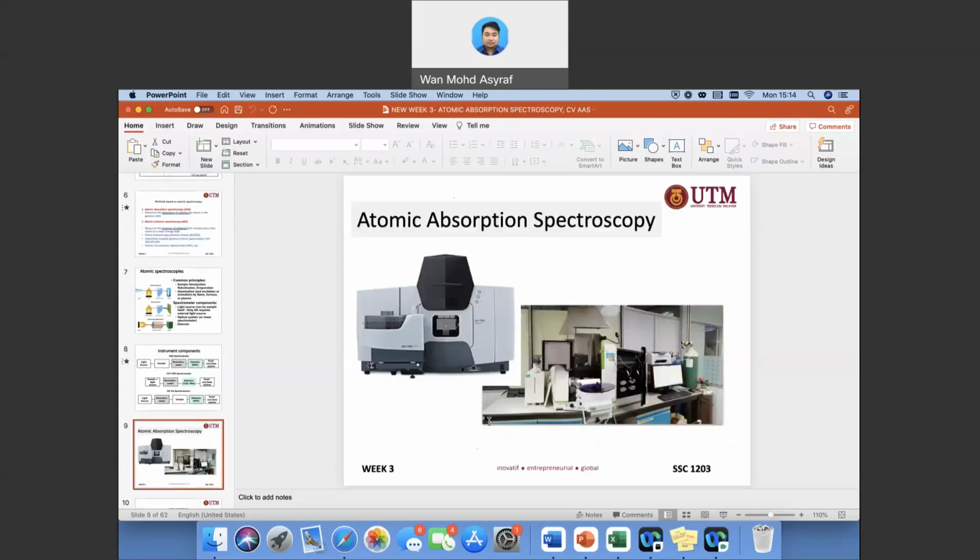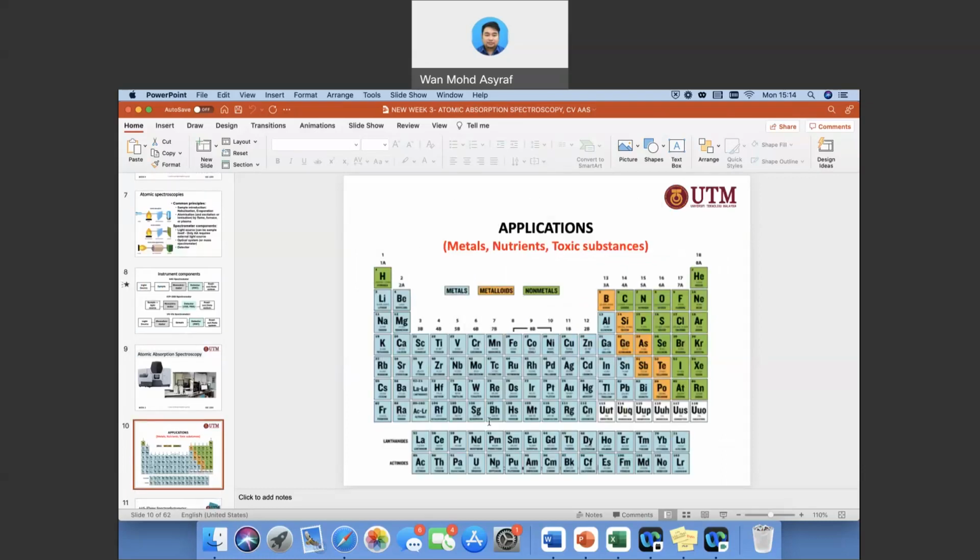This is an example of an atomic absorption spectroscopy instrument. I think you will be looking at this maybe in your lab session, I'm not sure. This is a periodic table where all of the metals, including the transition metals, can be detected by AAS because it is an elemental spectroscopy.